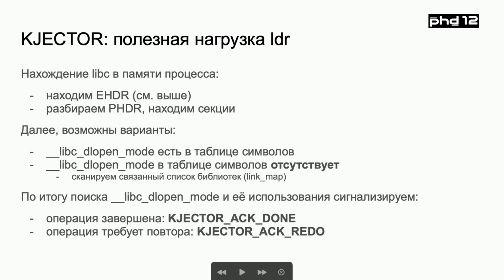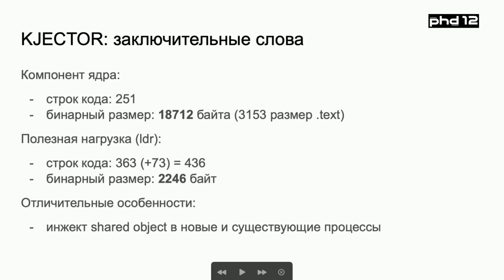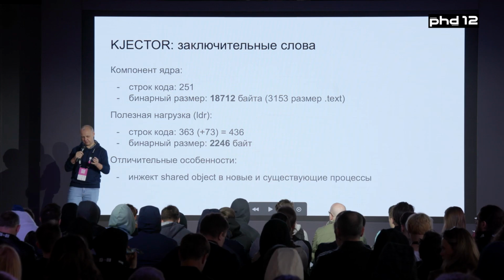So this is the payload which loads the shared object, and it will look for libc in the process memory. Then it looks for the functions that are required, and if the function is there, we will use it to upload the library. If it's not there, because libc is not there, for example, we will send the redo status back to the kernel, asking nicely to re-inject the code a bit later. Or alternatively, we can send the done status so that it doesn't attempt reinjection again.